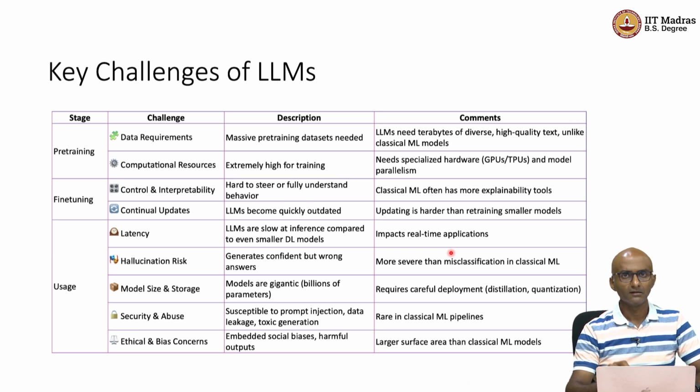Whereas here, the hallucination is about generating wrong answers but doing it in a way that's confident. So the confidence is misplaced, and it's hard to detect that without having appropriate fact checkers or verifiers built into the process. The LLMs themselves are large, right?